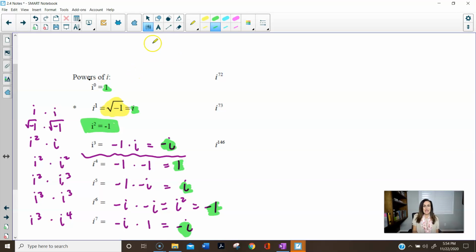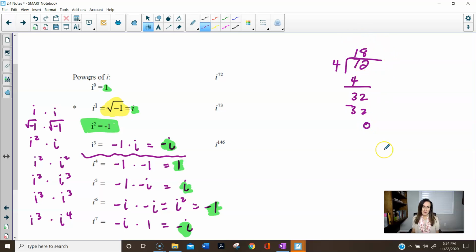So what that means is I can take something like i to the 72nd power. And what you want to do is take 72 and divide it by 4, because we have this repeating pattern in 4s. So 4 goes into 7 once, and 4 goes into 32 8 times, and it goes in evenly. So because the remainder is 0, i to the 0 is going to equal 1. i to the 72 is also going to equal 1, because you're looking at the remainder.